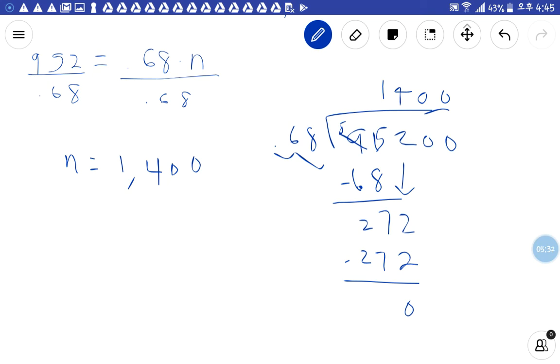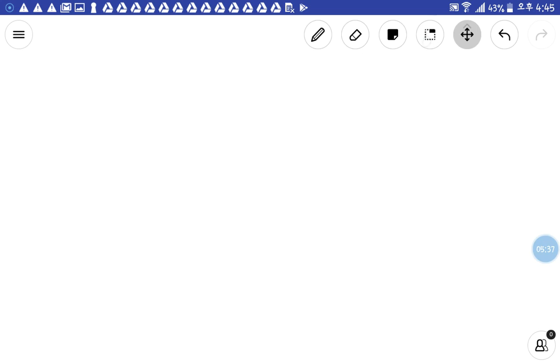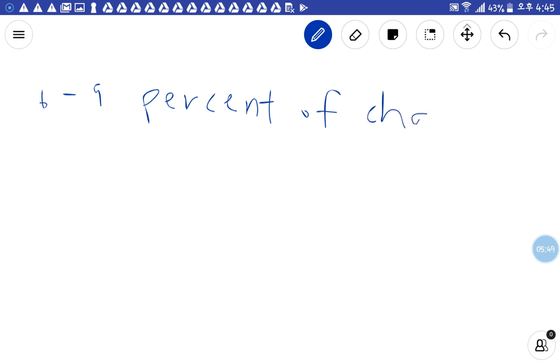So now we are at page 329, percent of change. All right, so in this section, you have to remember the formula. How can we find the percent of change? The percent a quantity increases or decreases from its original amount, that's what we call the percent of change. So percent of change.